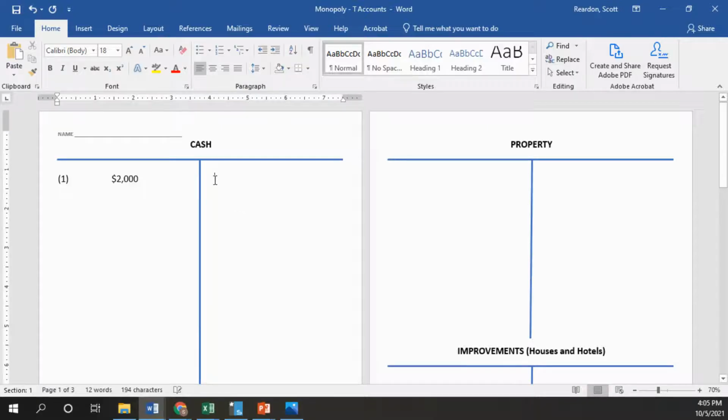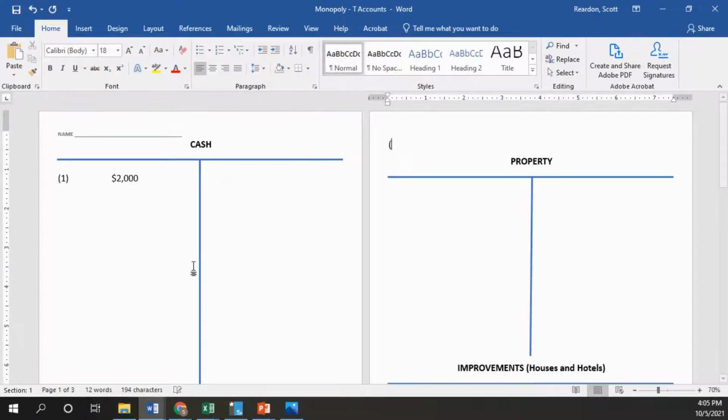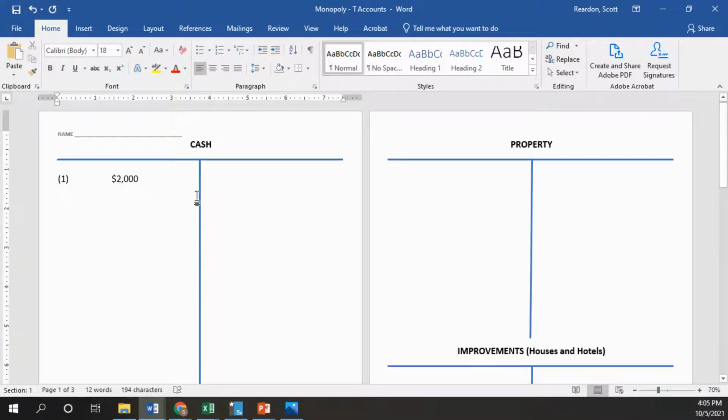Then we go along. We go, oh shoot! I just came up on a property. I'm going to say number 2. We have maybe we bought a property for $100. Credit cash. Debit. Number 2. $100 property.